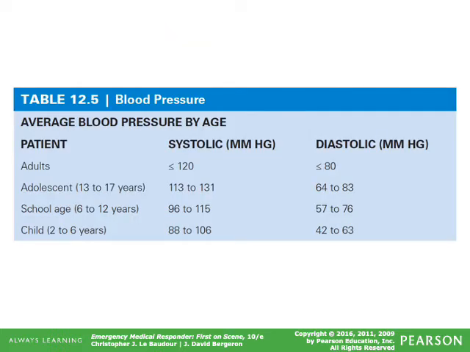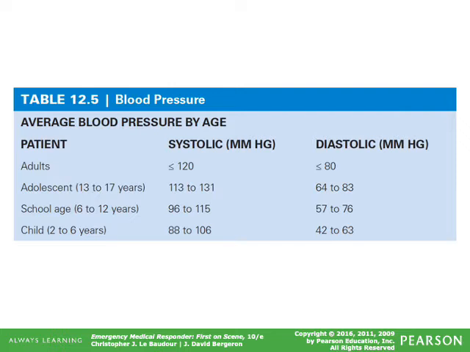And this is a chart going over the average blood pressure by age. Adults, this is going to be anybody over the age of 18. The systolic number, we're hoping it's right at 120 or under. And this diastolic, we want it to be right at 80 or lower. Adolescents, this is 13 to 17. It's roughly the same as an adult. But you've got 113 to 131. And the bottom number of the diastolic is going to be 64 to 83.